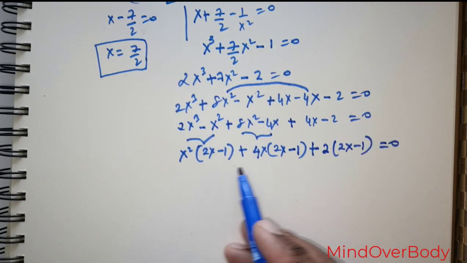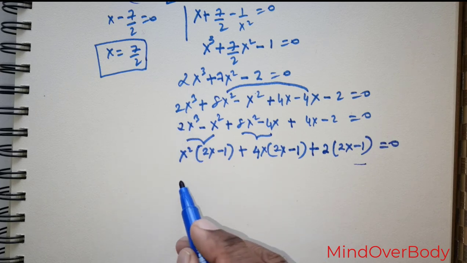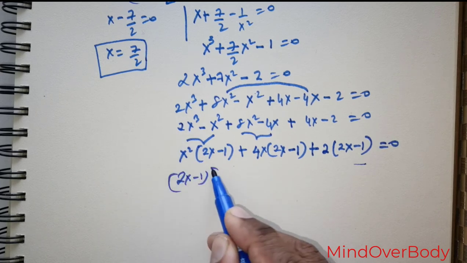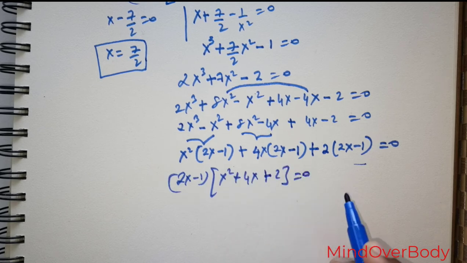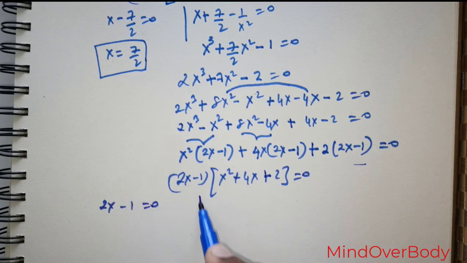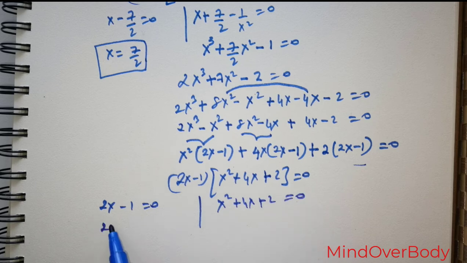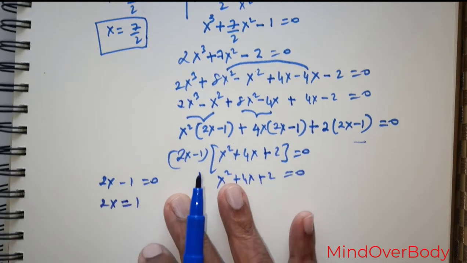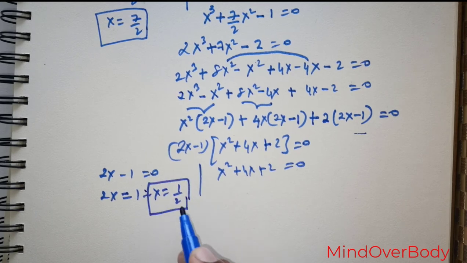So clearly you can see this is the reason that I have adopted this strategy. If I take 2x minus 1 out, I would get x squared plus 4x plus 2 is equal to 0. And from here, 2x minus 1 is equal to 0, and x squared plus 4x plus 2 is equal to 0. This gives me 2x is equal to 1 and x is equal to 1 over 2. So this is the second root.